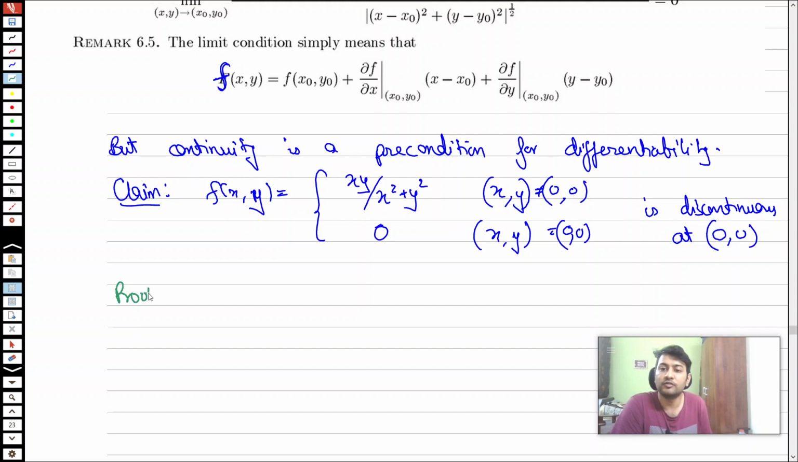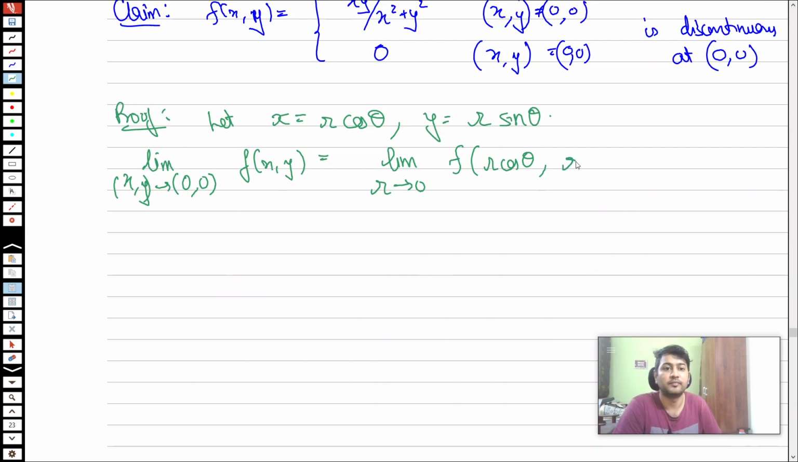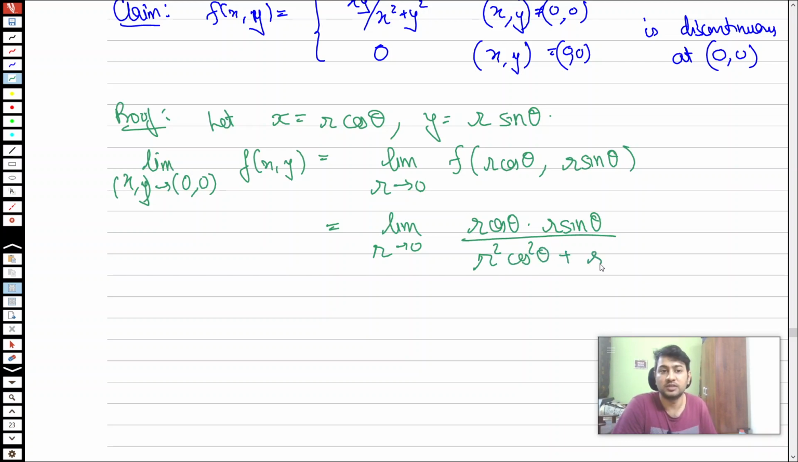So to see the proof of this, I'm going to use polar coordinates. We did this in class. Let x equal r cos theta and y equal r sin theta. So limit x comma y tending to 0 comma 0 of f of x comma y is basically limit r tending to 0 of f of r cos theta comma r sin theta. So this just becomes limit r tending to 0 of r cos theta into r sin theta upon r square cos square theta plus r square sin square theta.